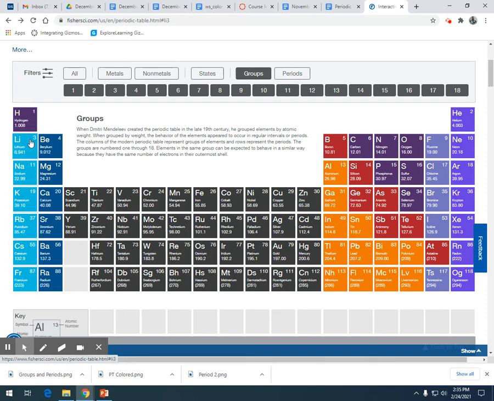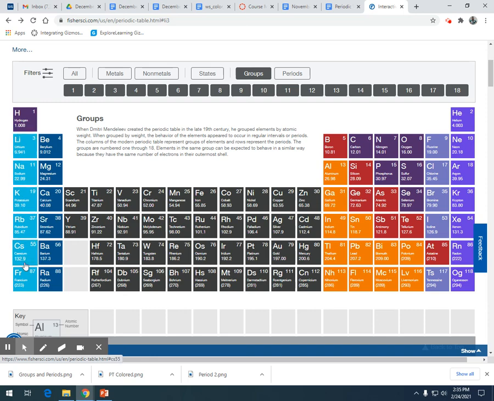So vertical groups, horizontal periods. Periods tell us how many shells you have. Groups are aligned with the same number of valence electrons. Not total electrons, but outer shell electrons. So we're going to start with noble gases. Noble gases are like the goal of every atom. They want to get to a full shell.